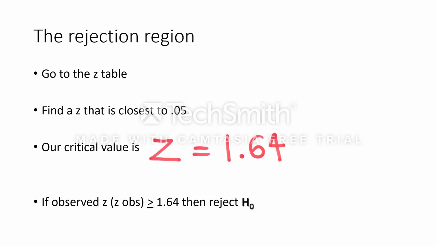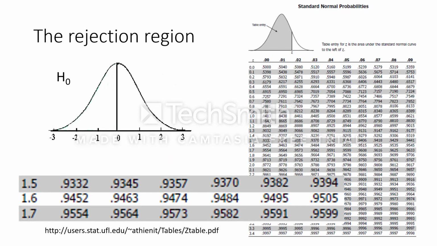So, rejection regions. What we want to be able to do here is go to the Z table and find a Z score that is quite close to 0.05. And if we were to come down here to 1.96, this is accounting for a probability of 0.975, which is about the closest we can get.